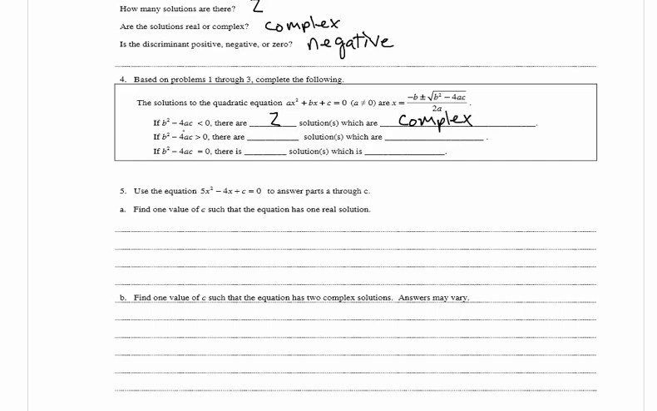and if our discriminant is less than 0, that means we had a negative sign inside of our radical, and that's what causes our complex solutions. And then it says if b squared minus 4ac is greater than 0, there are two solutions again, but these solutions will be real. And if b squared minus 4ac is equal to 0, there is one solution, which is real.